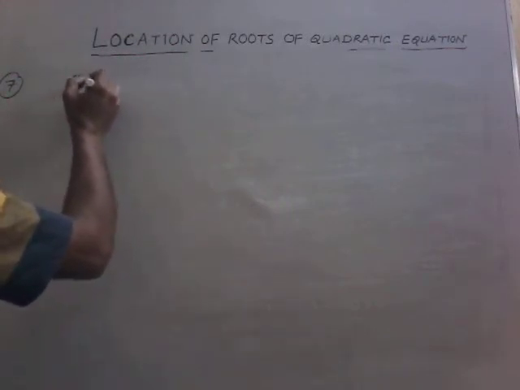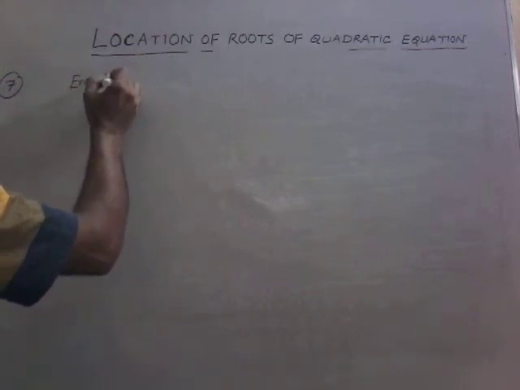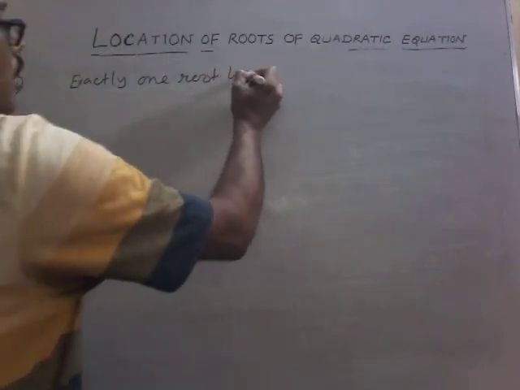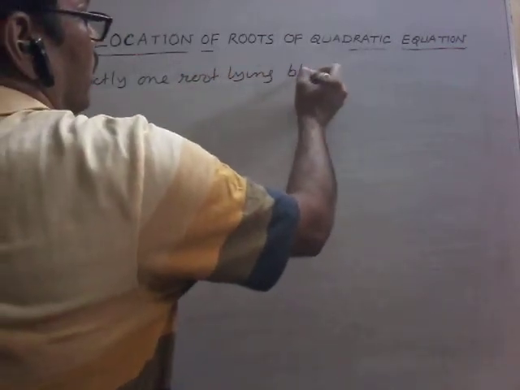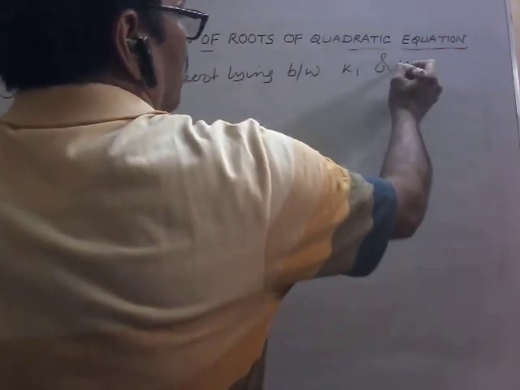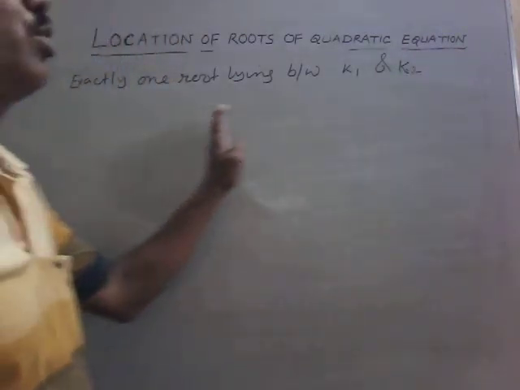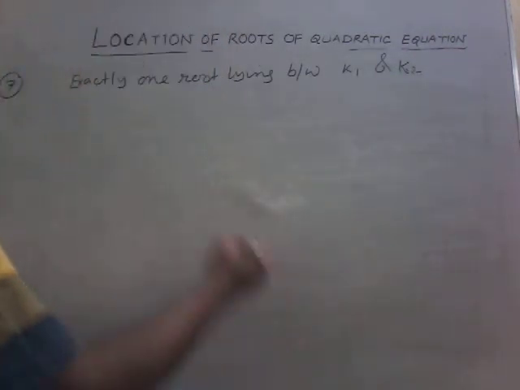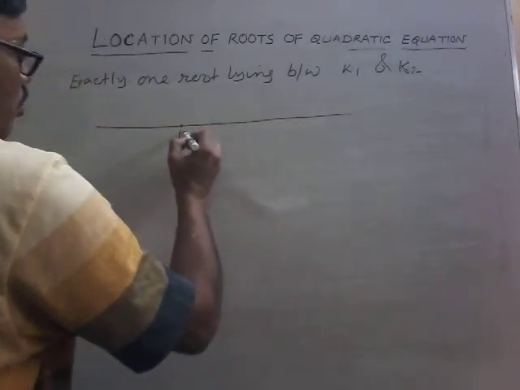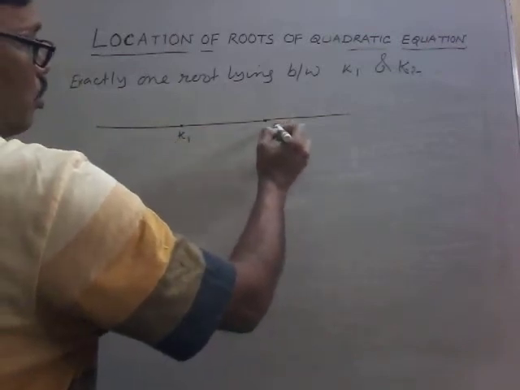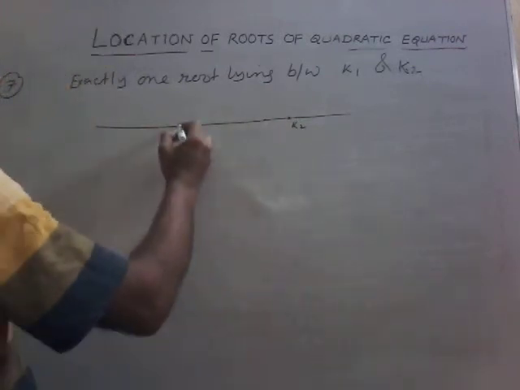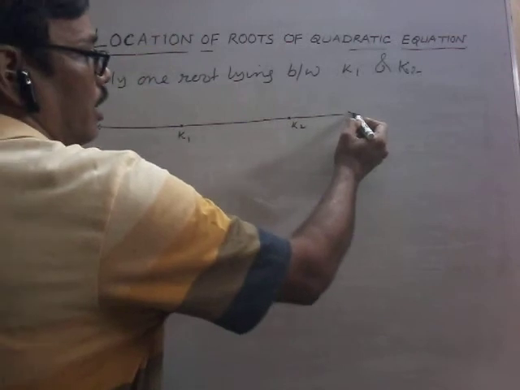Exactly one root lying between K1 and K2. One root lies between two numbers, K1 and K2. So what will be our figure? This is K1, this is K2. One root lies between K1 and K2.